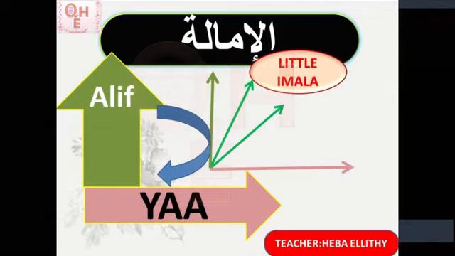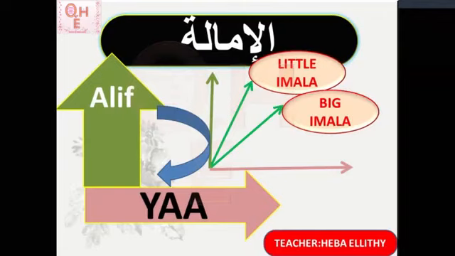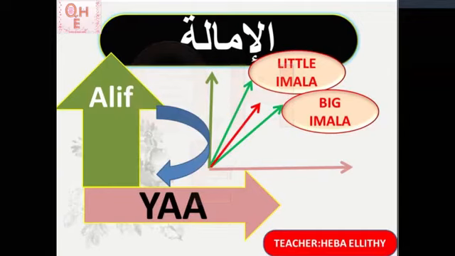If I go more with the alif toward the sound of ya, I will have big imala, imala kubra, and Hafs doesn't have any word with imala kubra, big imala, except one word, which we will see right now. Between these two arrows, we can find different levels of imala. We call the little imala taqleel, and we call the big imala imala. Sometimes teachers use the word imala for both. There is no problem with that, but to be precise, the first arrow, the green arrow, is just taqleel.